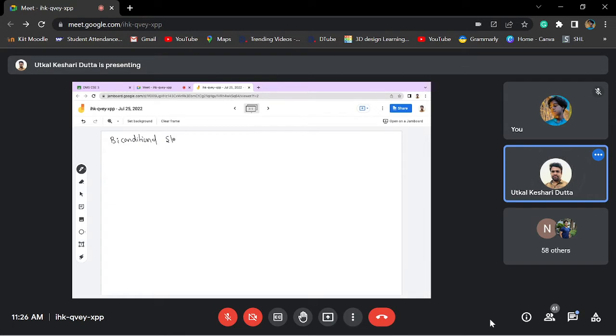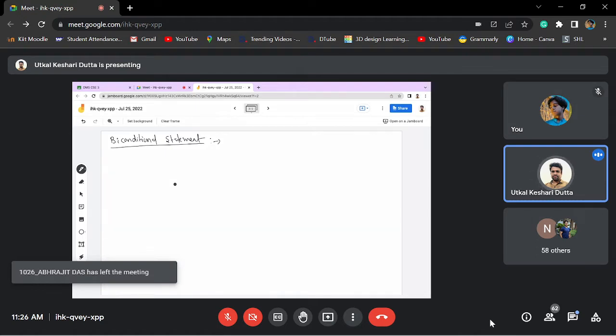Biconditional statement. So we have studied conditional. Conditional, that is if P then Q. That is in the form of implication. That means P implies Q. In this case, P implies Q along with Q implies P. That is the biconditional statement. We'll see.